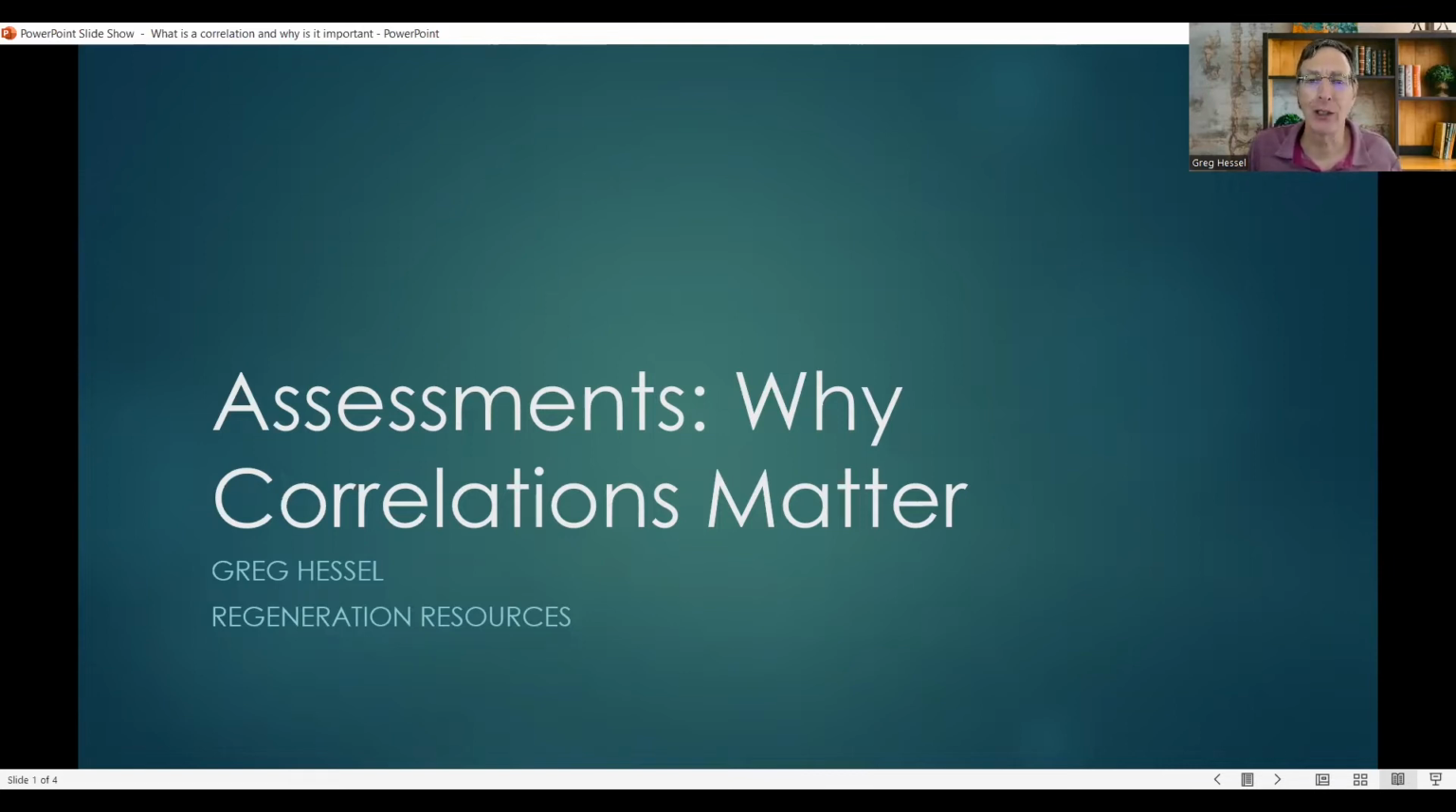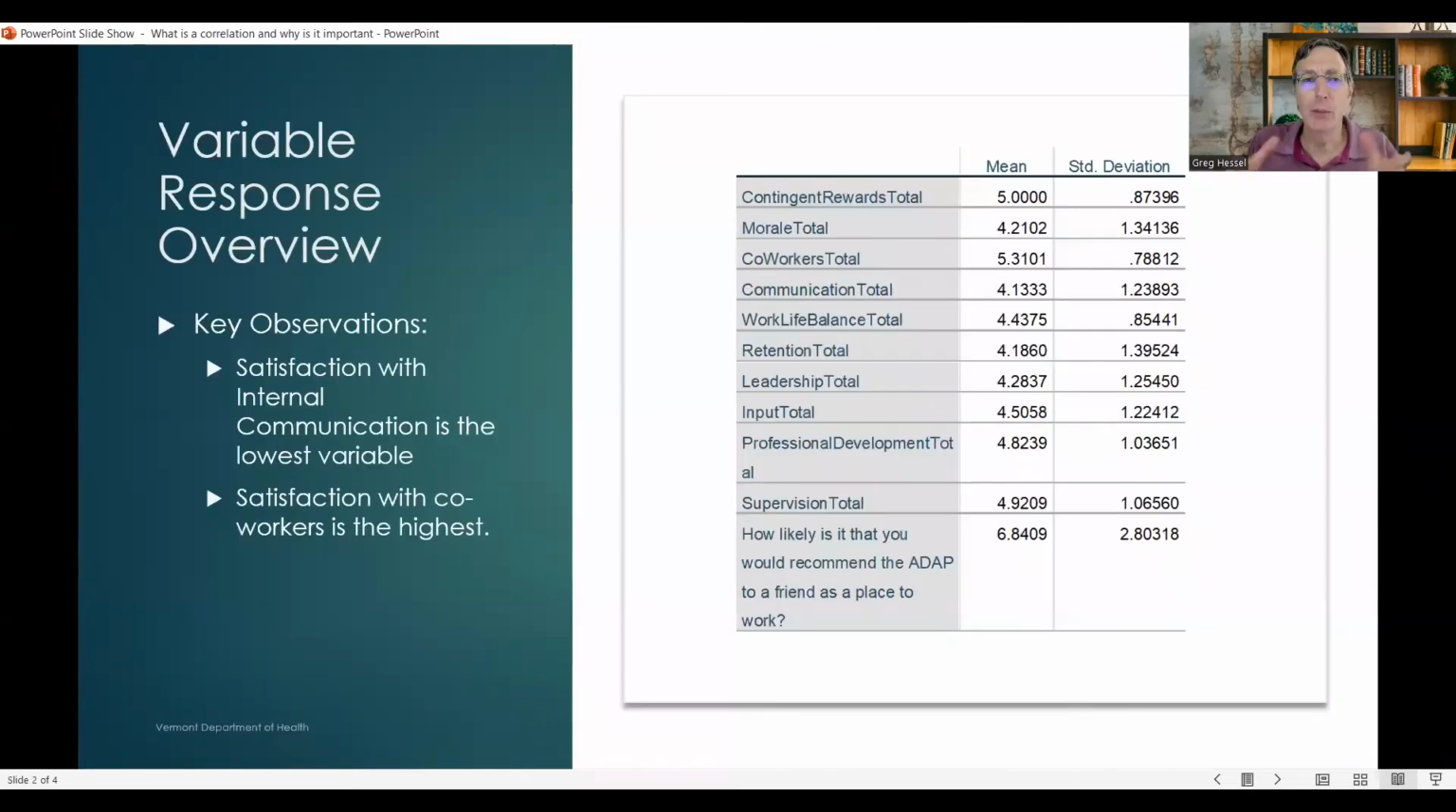I want to talk to you about survey analysis, and when you're doing survey analysis, why correlations matter and what correlations are. When most people do surveys, they tend to look at the variables and focus on which variables are high and which are low. And that's a good starting place.